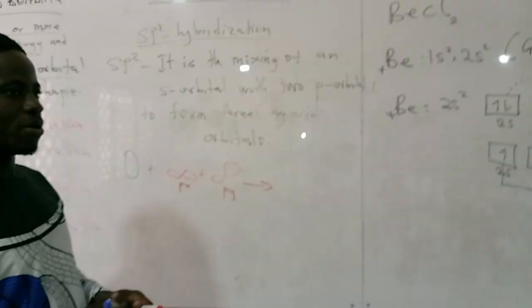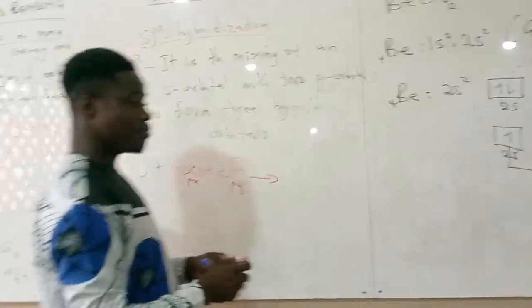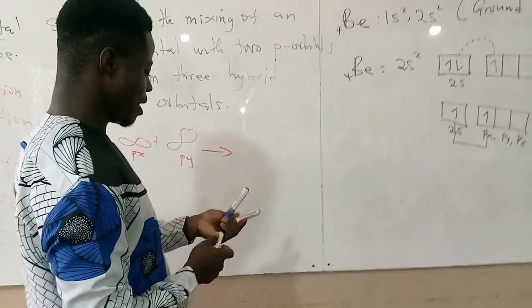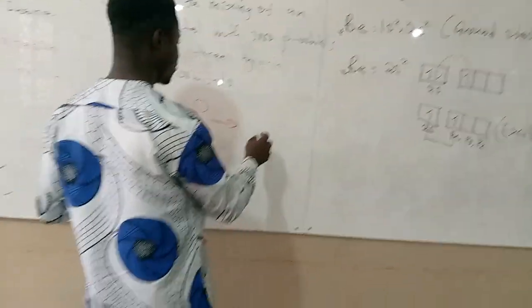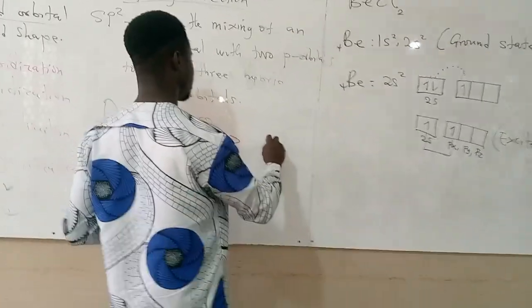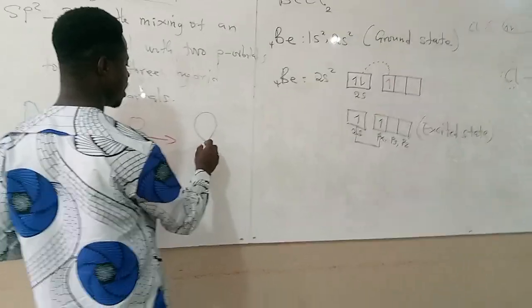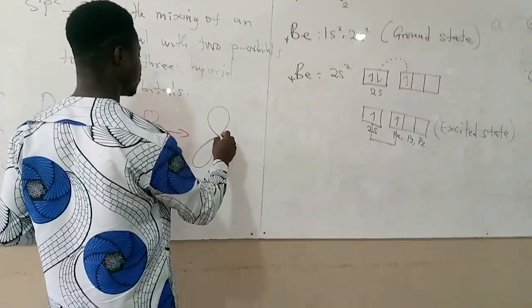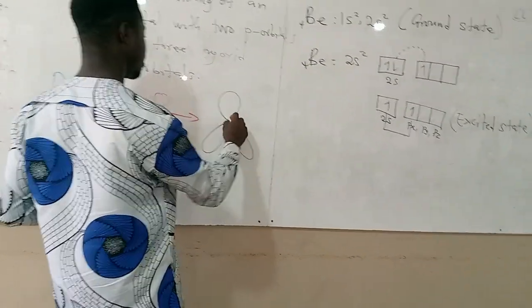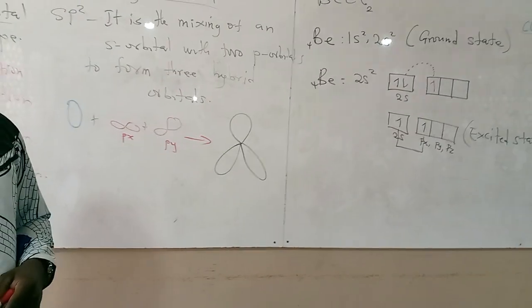In these hybrid orbitals, they prefer to stay far away from each other. Look at the arrangement. One is staying here, far away from here is another one, and far away from here is another one. So this is how they look.